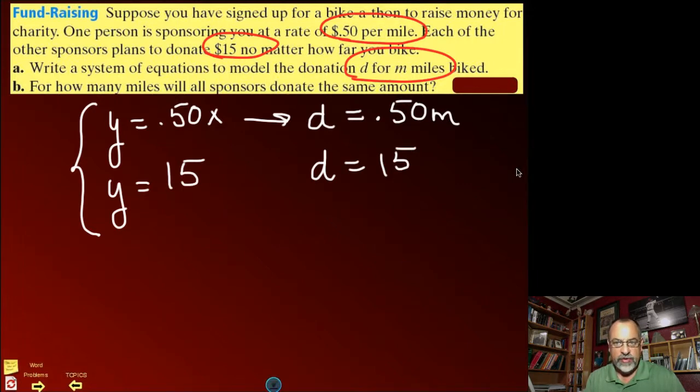Notice one other thing here, that both of these values, slope values, are in dollars. They do have to be the same if I'm going to work in the same system. So this would be my system, and that would be the answer to A then.